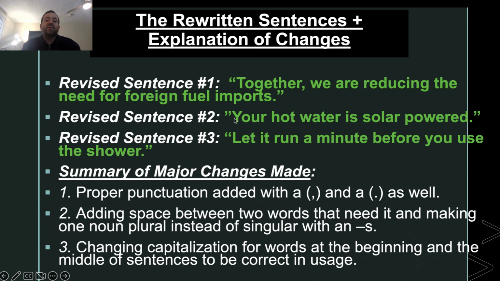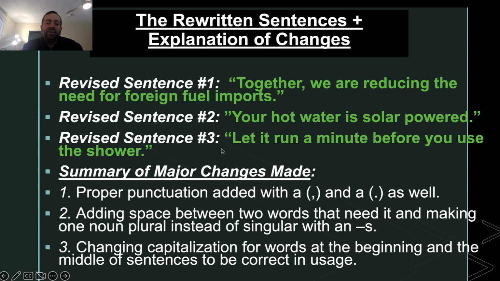And then the second sentence, like I said, it didn't need to be so long. So we divided them. So "Your," that's capitalized, of course. Y is capitalized. And then I changed it myself just because I'm kind of a grammar nerd about that. H in "hot" should be undercase, and W in "water" should be lowercase or undercase. "Is solar powered," period. Your hot water is solar powered.